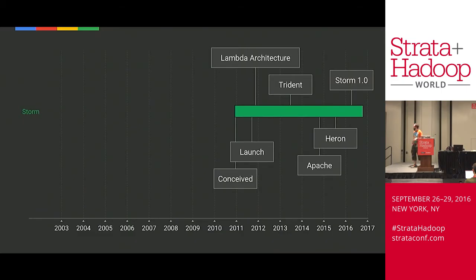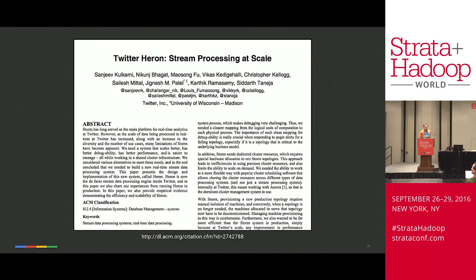And also Storm 1.0 came out this year finally. And it has a lot of advancements in it, some out-of-order processing stuff, some windowing stuff. So that sounds very promising. I haven't used it myself yet though. There's a Heron paper if you want to learn more. It's a very interesting read.